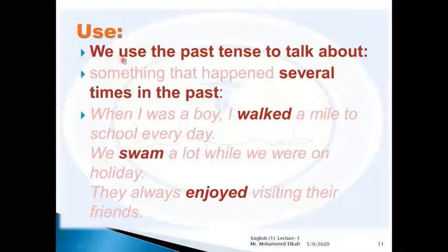For the use of the past simple, we also use the past tense to talk about something that happened several times in the past. For example, when I was a boy, I walked a mile to school every day. Okay, so here, I walked. That means something that happened several times in the past. Okay, so it happened several times.